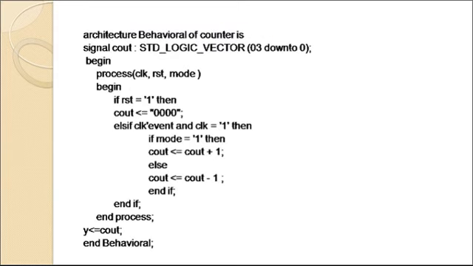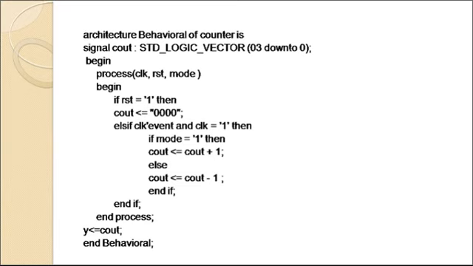See, architecture behavioral of counter is. Now I need one signal to be declared, and that signal is C out, and it is of 4-bit. Hence it is being declared in the declarative part of an architecture. That is signal count std logic vector 3 down to 0. It is written before the keyword begin in the architecture. Now process is being written. This process is dependent upon clock, reset and mode.